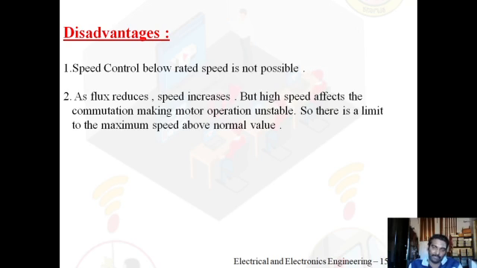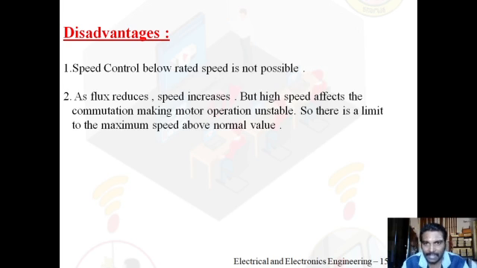N1 above rated speed. N0 is less than N1 is less than N2, or in the other way N2 is greater than N1, N1 is greater than N0. Like that, the higher speed, but higher speed affects the commutation, making motor operation unstable. That means as the speed of the motor is increased, then the motor will not operate in a stable condition.